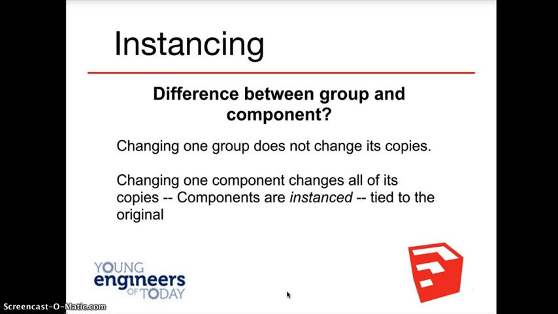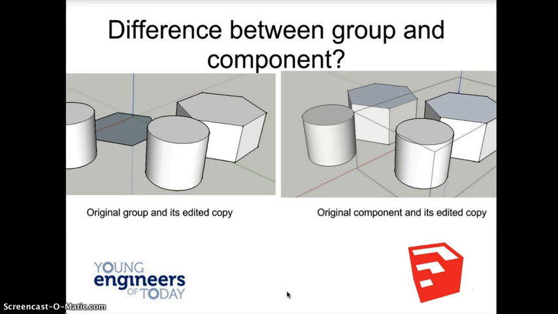Now, instancing. The difference between groups and components. Change one group and it does not change its copies. Change one component and it changes all the copies. Components are instances tied to the original. And here's an example of this. Original group, edited copy, the original component, and its edited copy. All right, the original doesn't change in a group. If you change the original in a group, the other copies don't. But in a component, if you change the original, all of them change.